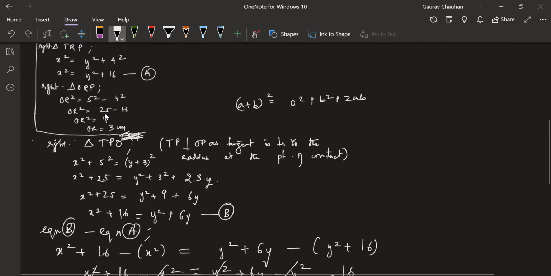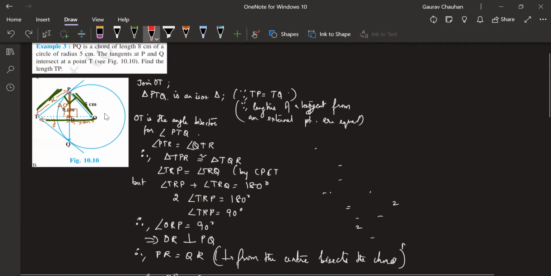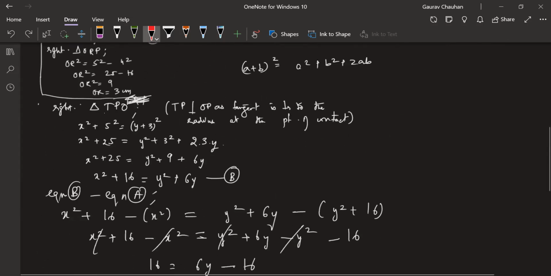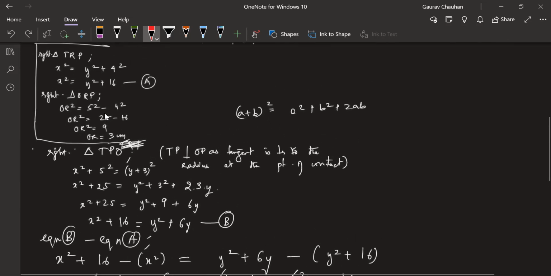All right, but I don't need y, I need x. I got y here, but I don't need y, I need x, because the question is asking me to find the length of TP, that is x. Okay, so let's look at this question again. Let's look at the equations we have. We can find x through any one of these equations. Use any one to find x. We'll use this one. This one looks simpler.